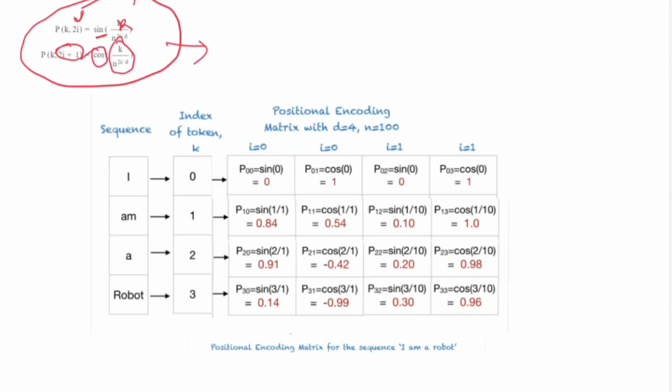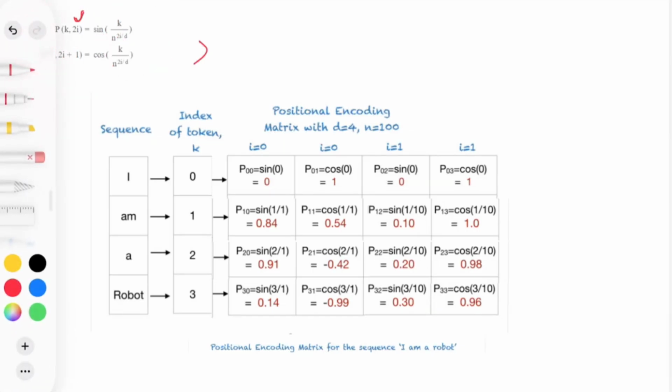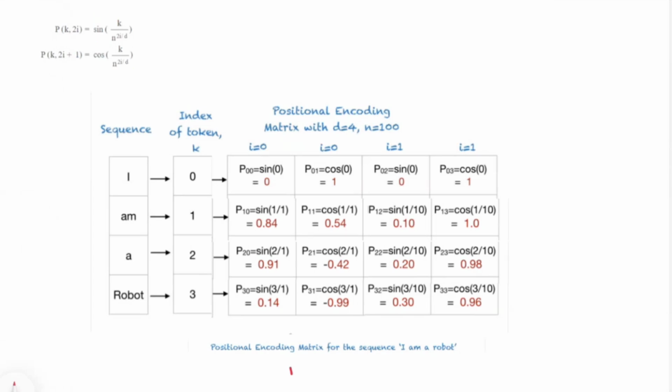So let us apply this formula here and see whether we are getting distinct values or not. Suppose I have given "I am a robot", and for "I" we have 0. This is the 0th position. Then "am" is the first position. We also call this a token. So this is the 0th token, first token, second token, third token. And now we are going to generate the positional embedding.